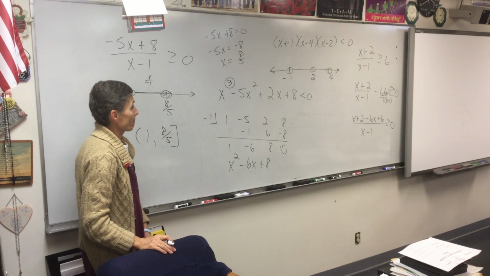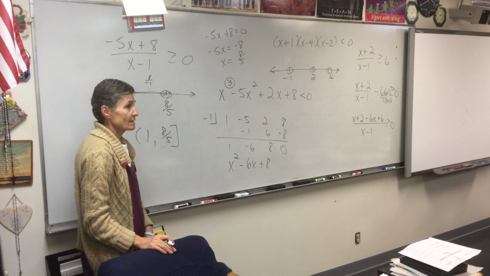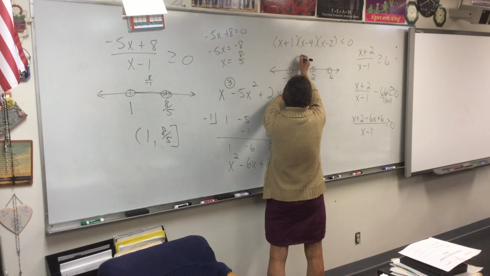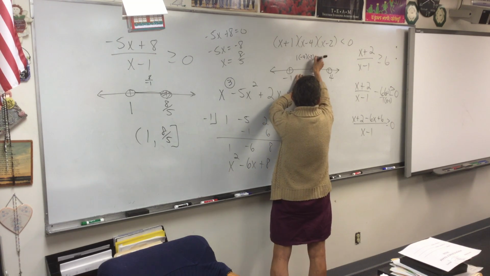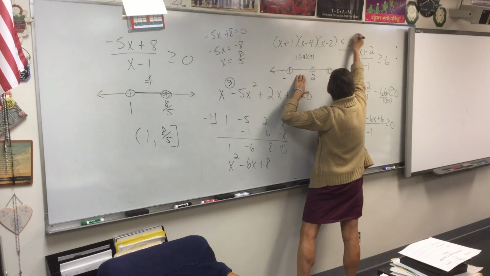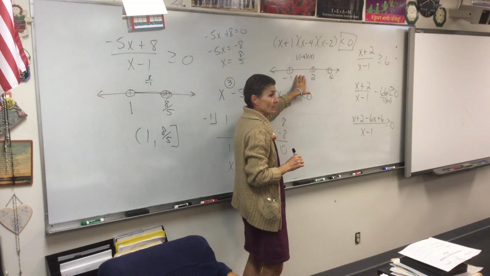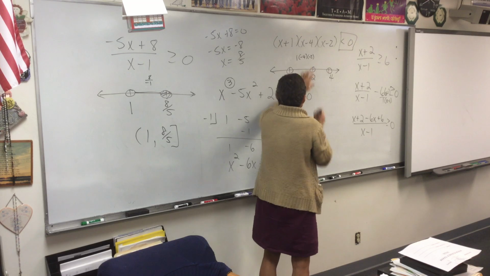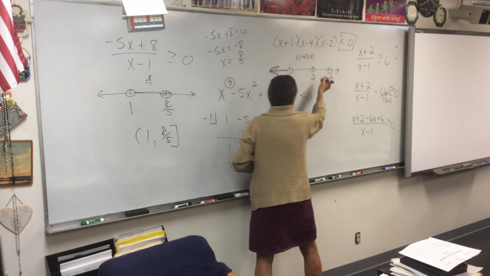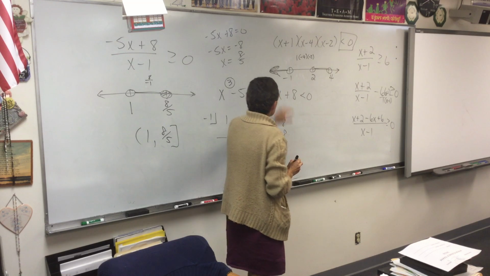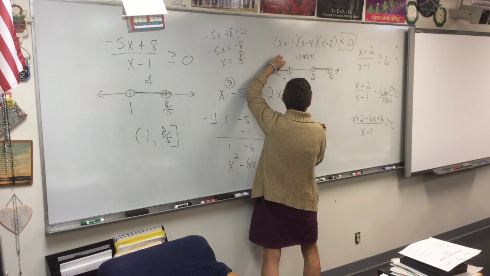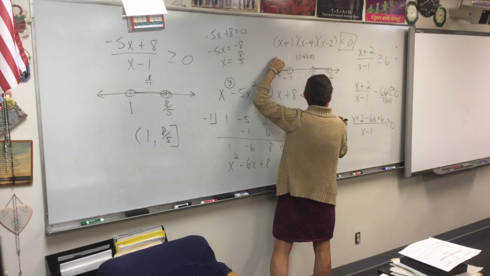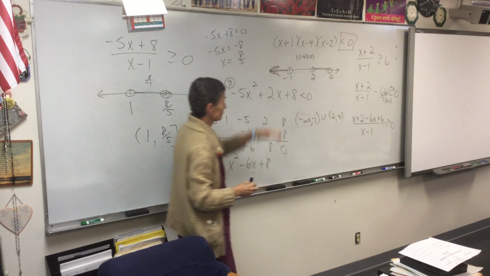Open or closed? Open. Can we use 0 as a test point? Yep, 0's in here, so we're testing right here. When I put in 0, I get 1 times negative 4 times negative 2. Does that give me the kind of answer I was looking for? No, that comes out positive, I want negative. So this does not work, which means this will, and this will. So my answer is everything from negative infinity to 1, and everything from 2 to 4.